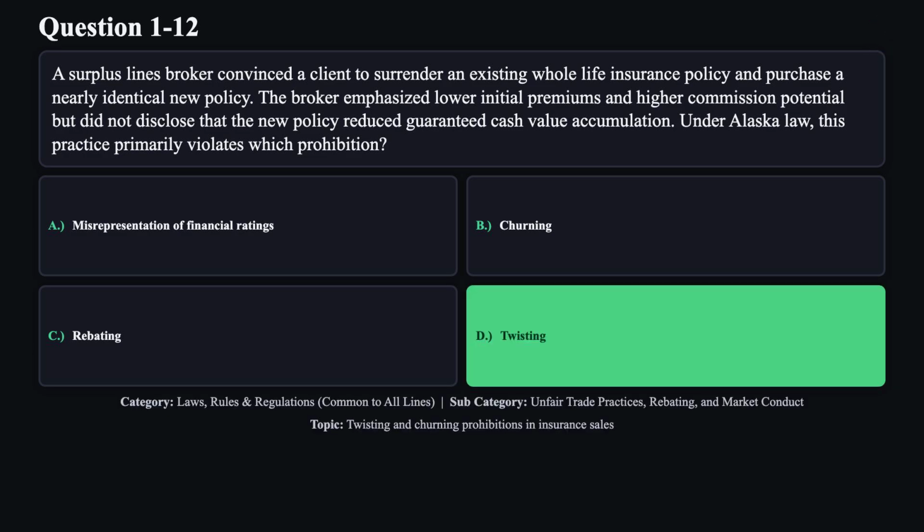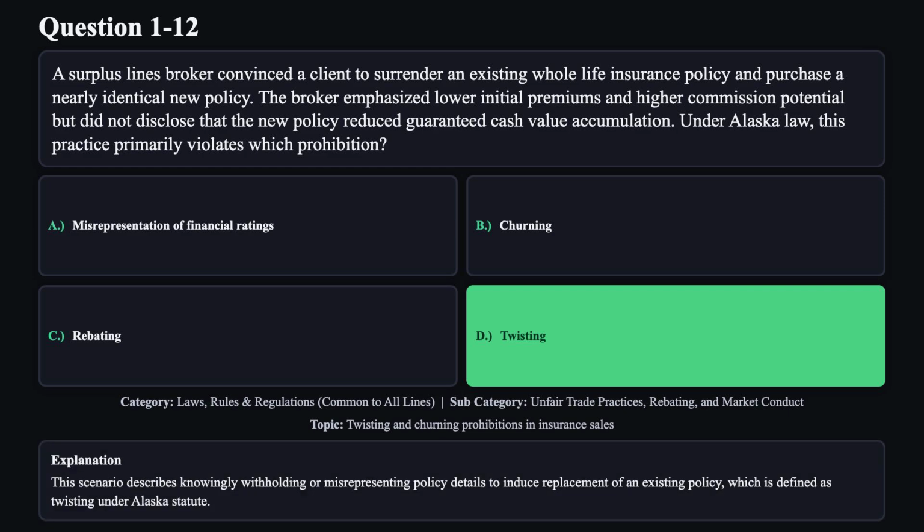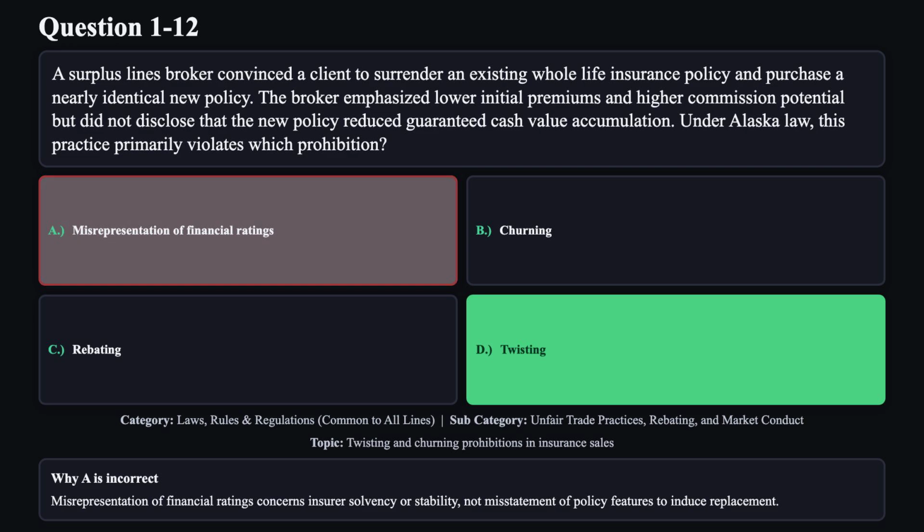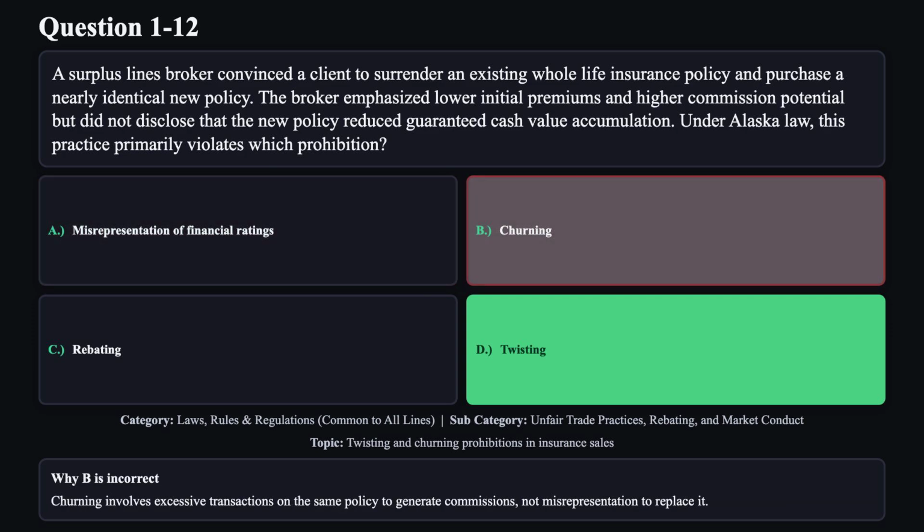The correct answer is D. This scenario describes knowingly withholding or misrepresenting policy details to induce replacement of an existing policy, which is defined as twisting under Alaska statute. Reason A is not correct. Misrepresentation of financial ratings concerns insurer solvency or stability, not misstatement of policy features to induce replacement. Reason B is not correct.